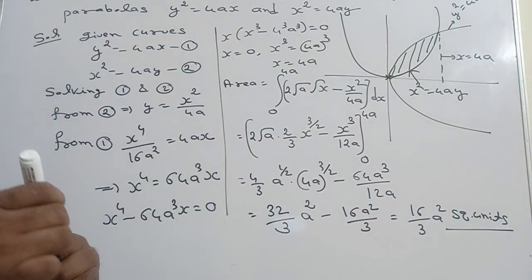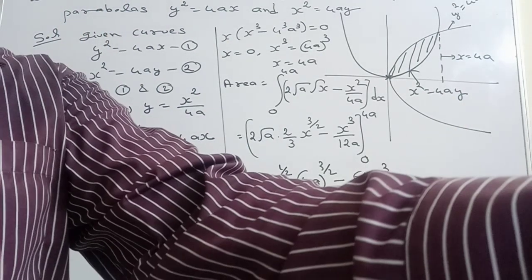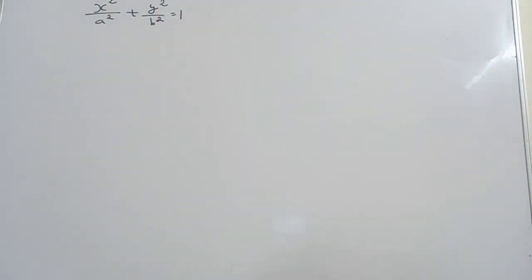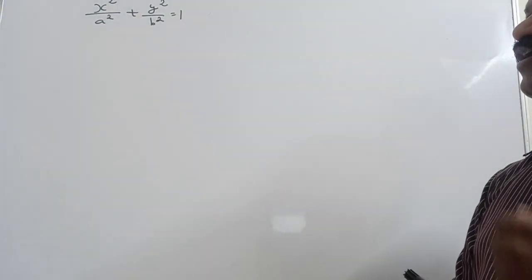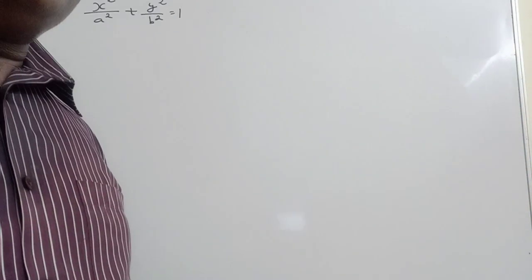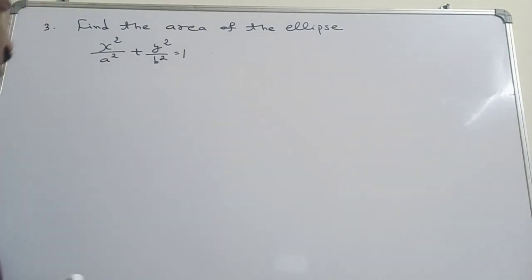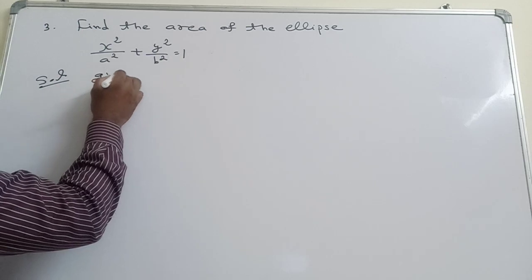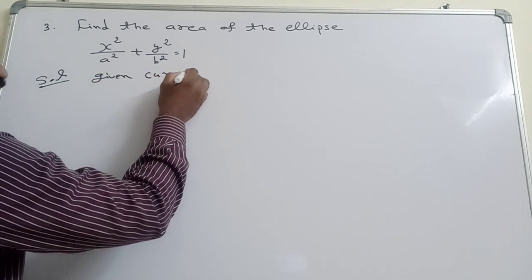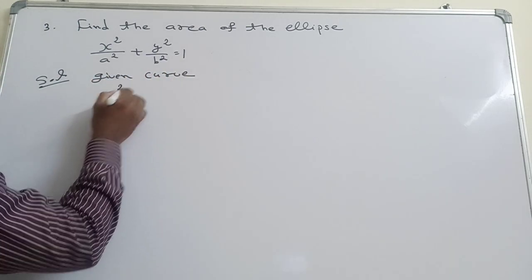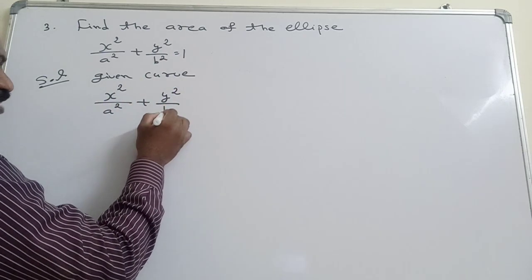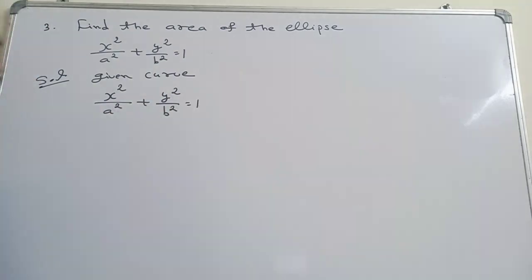Okay, so like that we have to evaluate this. Okay, next we will see the area of the ellipse x square by a square plus y square by b square is equal to 1. We'll see how to find the area of this ellipse. To find this area, the given curve is x square upon a square plus y square upon b square is equal to 1. This is the given ellipse.